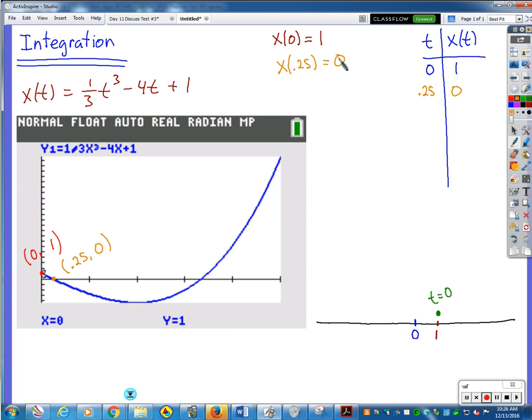Hands up. Okay, everybody knows. So 0.25 is the time and 0 is the position. How many knew that? So somebody, how do I put that information over here? We've already put the information here and here and here. How do I put this representation here?